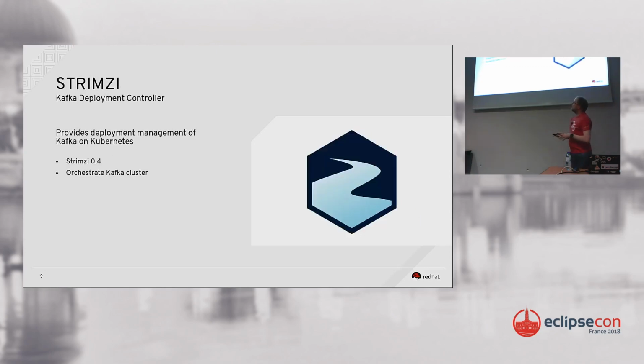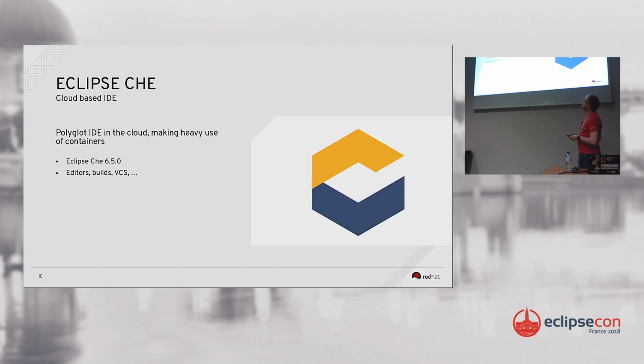Then we have Strimzi. Strimzi is a project which does help in deploying Kafka inside of OpenShift Kubernetes. So Kafka can be complex to set up, and Strimzi does it for us in this example. And of course, we have Eclipse Che. Eclipse Che is the cloud-based web IDE, which can also be deployed in containers and in Docker containers, basic and simple. But you can also deploy it in a more multi-user session setup in the cloud.